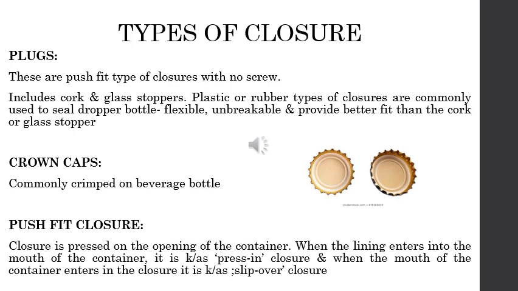The third type is a push fit closure. In this, the closure is pressed on the opening of the container, that is the mouth of the container. Now if the lining enters into the mouth of the container, it is called press in, and if the mouth of the container enters into the closure, it is called slip over. Again, if the diameter is less than the mouth of the bottle, we can press it, and if it is more, then we have to slip it over the container.